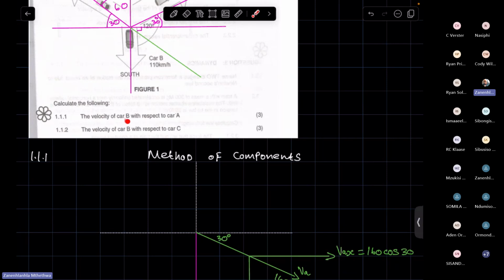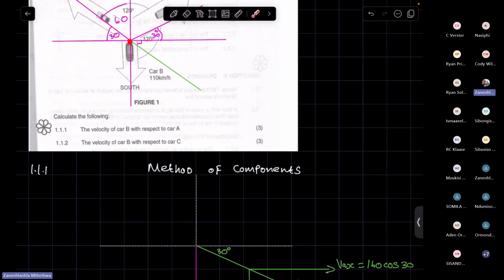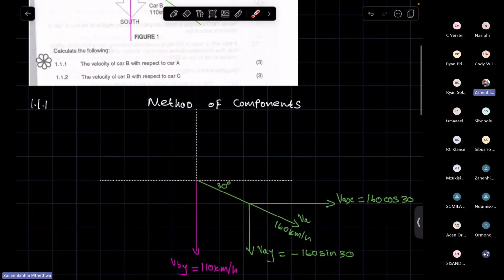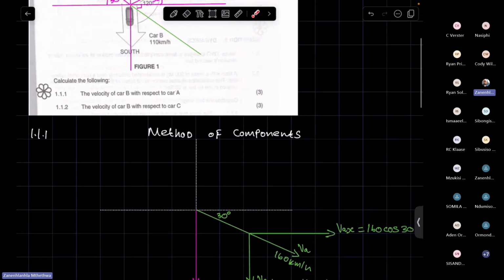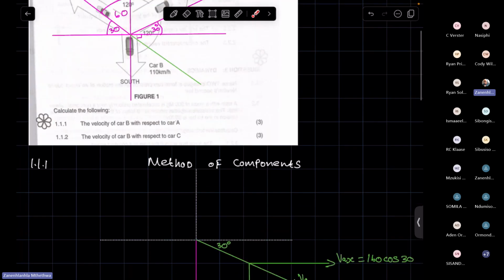So because B is the object, we draw B on the Cartesian plane in the same direction as the one that's been given. In the diagram, they said B is going south. So because we are taking B as our object, we draw B going exactly in the same direction as the one we've been given.